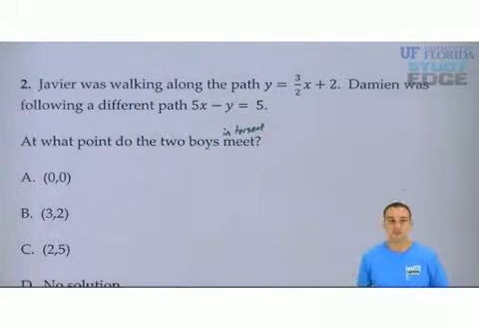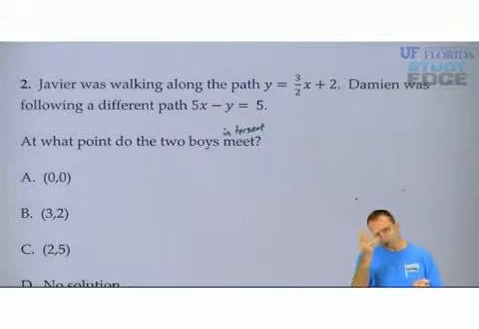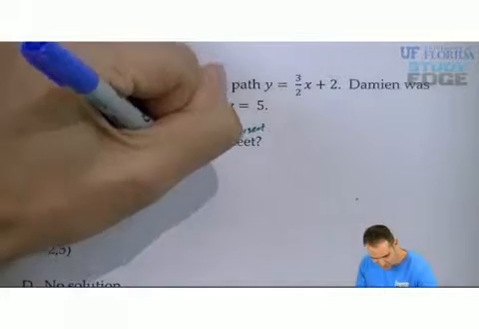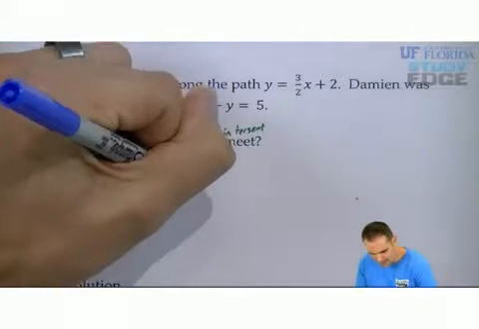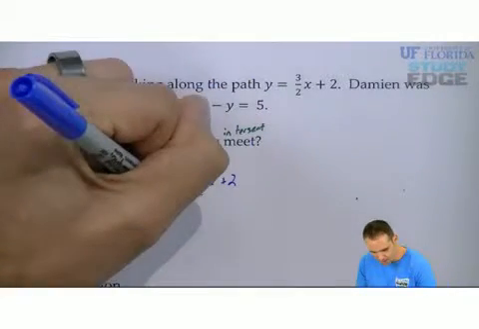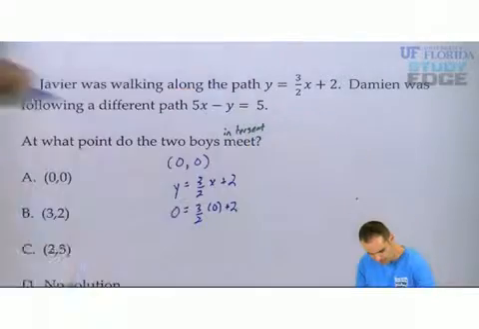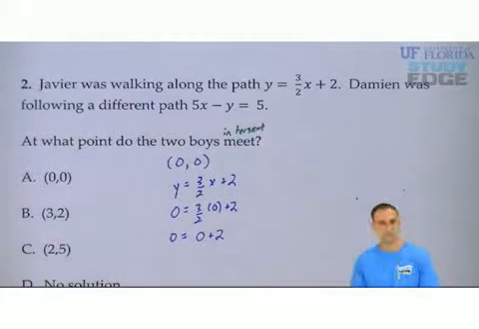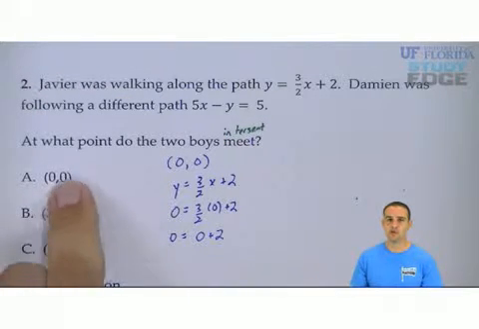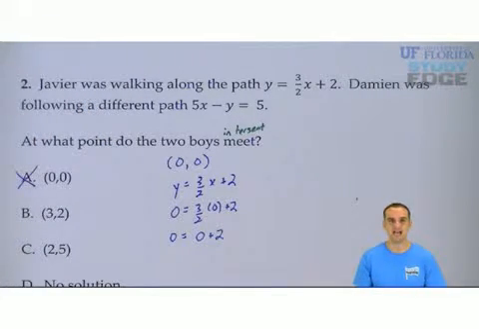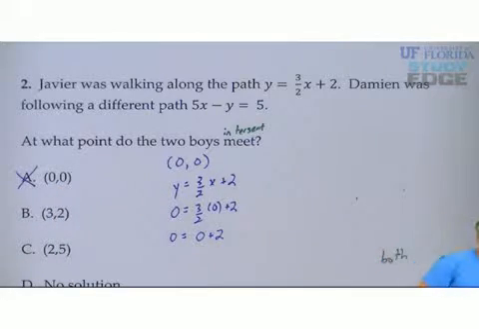So here we go. We're going to guess and check. Which one do you want to try, A, B, or C? Okay, let's try A. So let's plug in 0, 0. Y equals 3 halves x plus 2. I'm going to plug in a 0 for y and a 0 for x. 3 halves times 0 is 0. 0 plus 2 doesn't equal 0. So this point isn't even on the first line, so I am going to automatically cross it out. It has to be able to plug into both, okay?